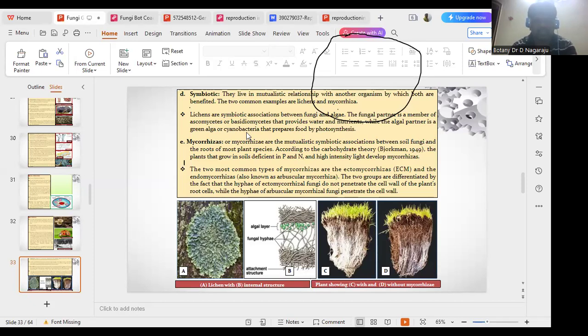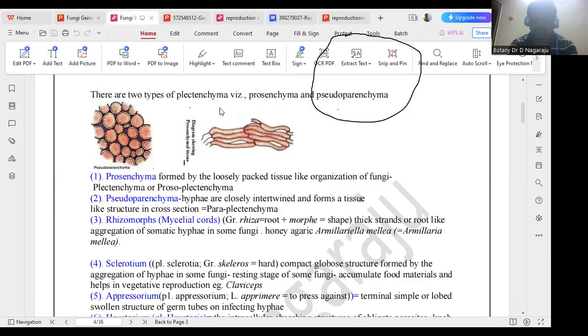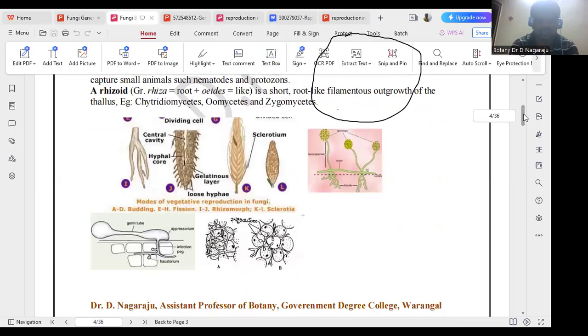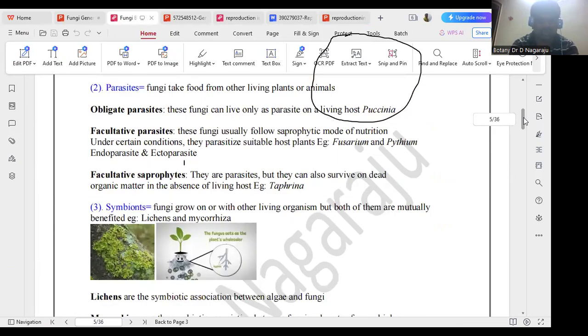It will live totally as a saprophyte, only as a decomposing organism, only living upon decomposing dead organic matter. That we call obligate saprophyte. Okay, you know the obligate saprophytes? Agaricus. Penicillium. No, Penicillium sometimes causes a disease.